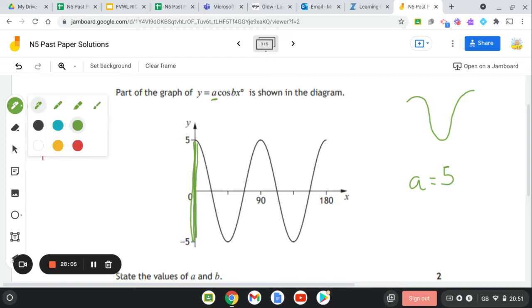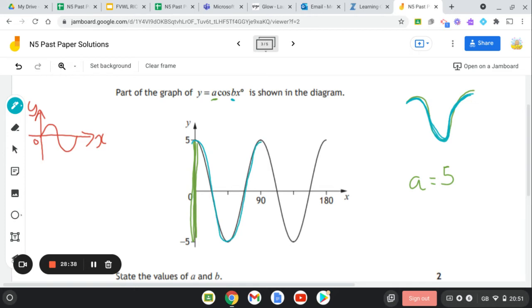Now, your value for B is to do with how many cycles of the cosine graph you have got between 0 and 360. So if it was just one normal cosine graph, that is what it would look like between 0 and 360. So basically you just want to know how many of that shape you've got in front of you. So when we start to trace it, there's one whole graph and there is a second graph. But be careful because your answer's not 2.